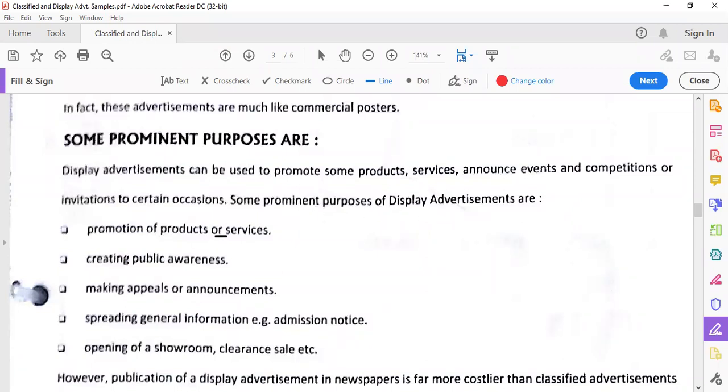Again, these purposes are given to you in the form of points: promotion of products or services, creating public awareness, if there is some social issue or problem for which you want to make people aware, making appeals or announcements. You want to make an announcement, you want to make an appeal to the public for some public issue or for any particular issue which can be beneficial for the people. Spreading general information, for example, admission notice. You can have the admission notice also in the form of display.